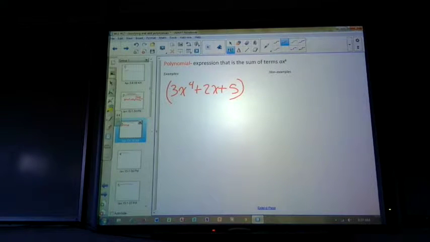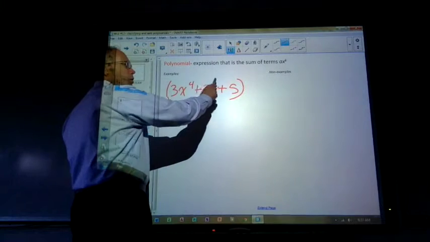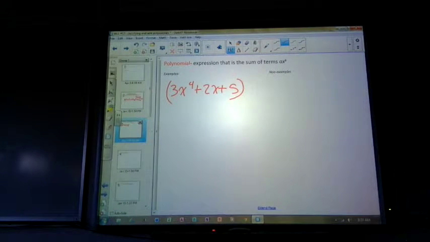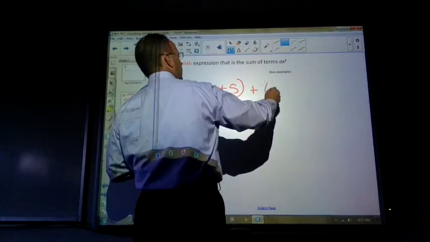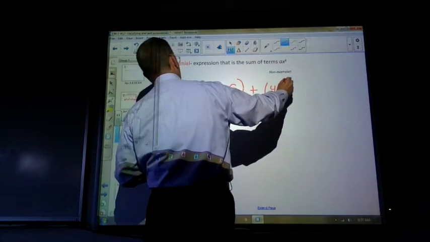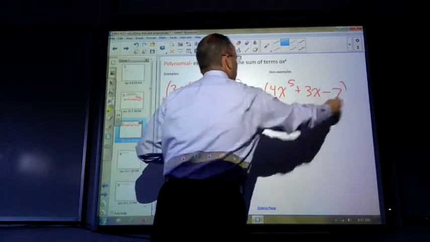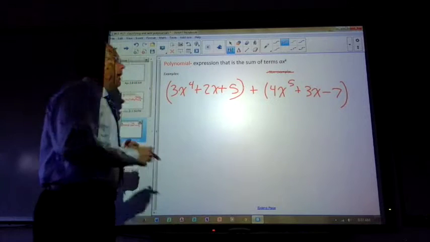There you go. All right, so 3x to the fourth plus 2x plus 5. Item one, is this in descending order with exponents? Do we have a couple gaps? We do, and that's okay. It could not happen that way. But then if I were to add this to 4x to the fifth plus 3x minus 7. I'm going to cross out non-examples right now because we're not working with that.